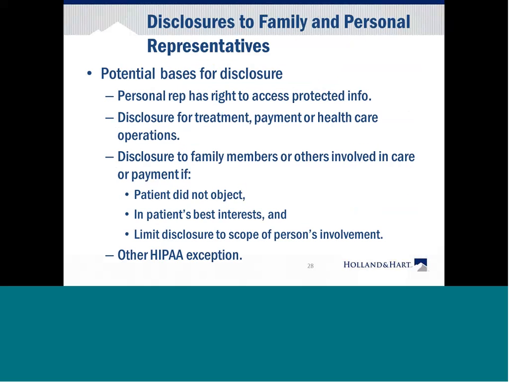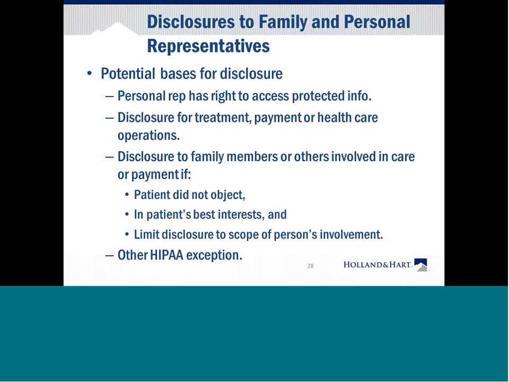Let's talk about disclosures to family and personal representatives, kind of wrapping up the things we've talked about. You get a lot of questions about, well, when can we disclose information to family and personal representatives? General rule is you can't use or disclose it to anybody unless you can fit within an exception. So what are some potential bases? Well, if that family member is a parent and they are the personal representative because they've got the authority to make healthcare decisions, then they have the right to access the information.